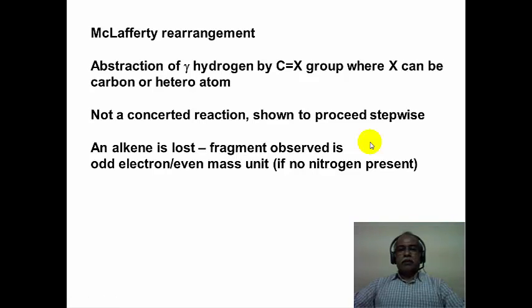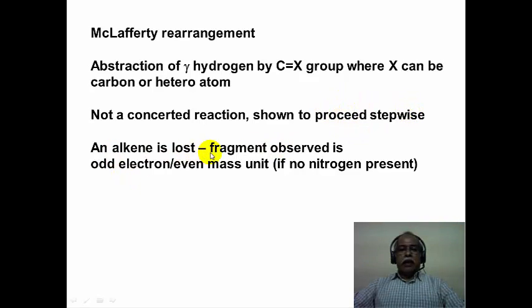Now let us have a look at the McLafferty rearrangement. It involves abstraction of a gamma hydrogen by a C double bond X or a C triple bond X. In other words, a cyano group or a carbonyl group would be a representation of C double bond X and C triple bond X, where X can be a carbon or a heteroatom. A C double bond C or C triple bond C is also capable of undergoing the McLafferty rearrangement. It is not a concerted reaction, although the mechanism we normally depict in mass spectrometry is a concerted one. It has been shown to go via a stepwise mechanism.